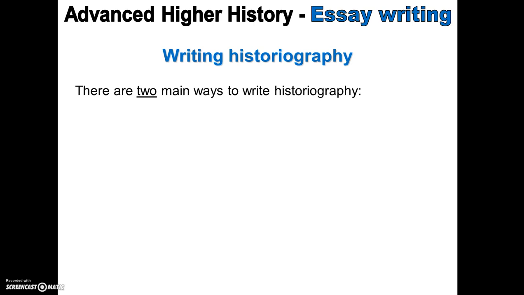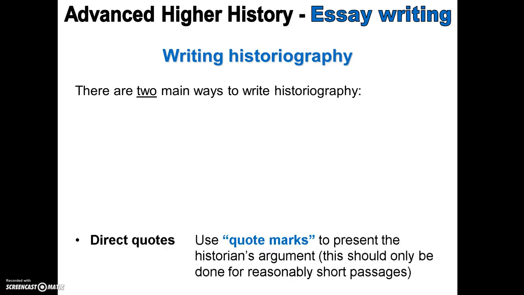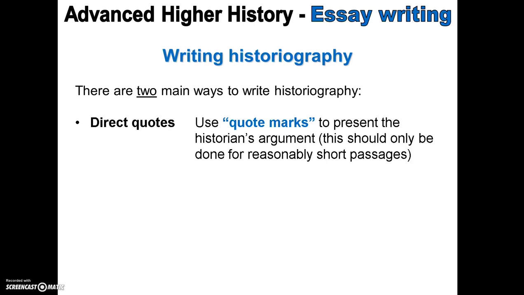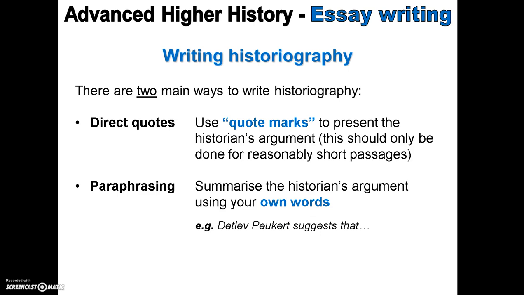There's 2 main ways that you can go about writing historiography. The first and most obvious one perhaps, but can potentially be difficult, is direct quotes. In this case you would simply use quote marks to present the historian's argument. However, another approach, and actually one that might be easier in the sense that it requires you to not remember the exact words, is to paraphrase. This is when you simply summarise a historian's argument in your own words. For example, Detlef Peukert suggests, and then you would go on to outline the view.